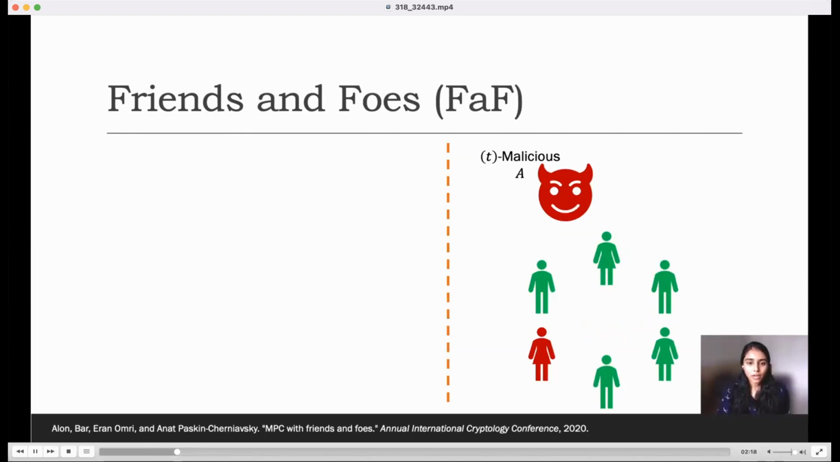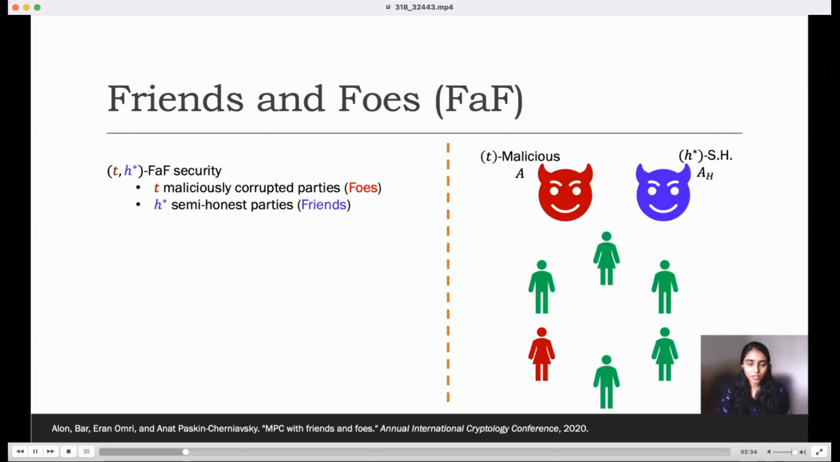Here, instead of modeling every party as purely honest, it tries to model them to be at least semi-honest. For this, in addition to considering a malicious adversary, which can corrupt up to t of the parties, it also considers an additional adversary, which can corrupt up to h star of the remaining parties in a semi-honest manner. To capture the view leakage from an adversary, it allows the malicious adversary to send its entire view to the semi-honest one.